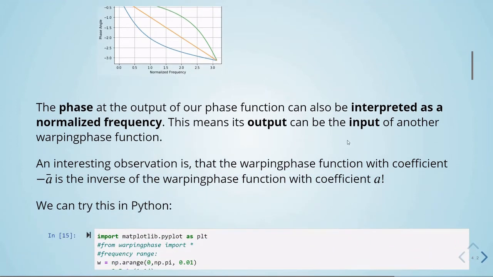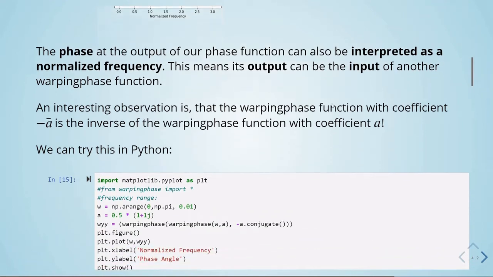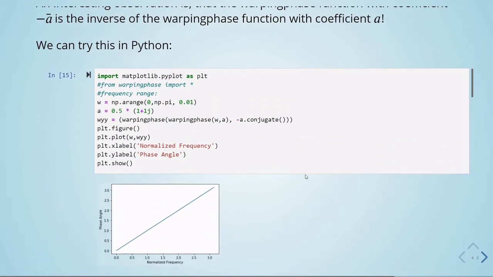So an interesting observation is that the warping phase function with coefficient minus conjugate A is the inverse of the warping phase function with the coefficient A. So how can we observe that the warping phase function with the coefficient minus conjugate A is the inverse of the warping phase function with coefficient A? We can use Python. So here, this is the Python code.